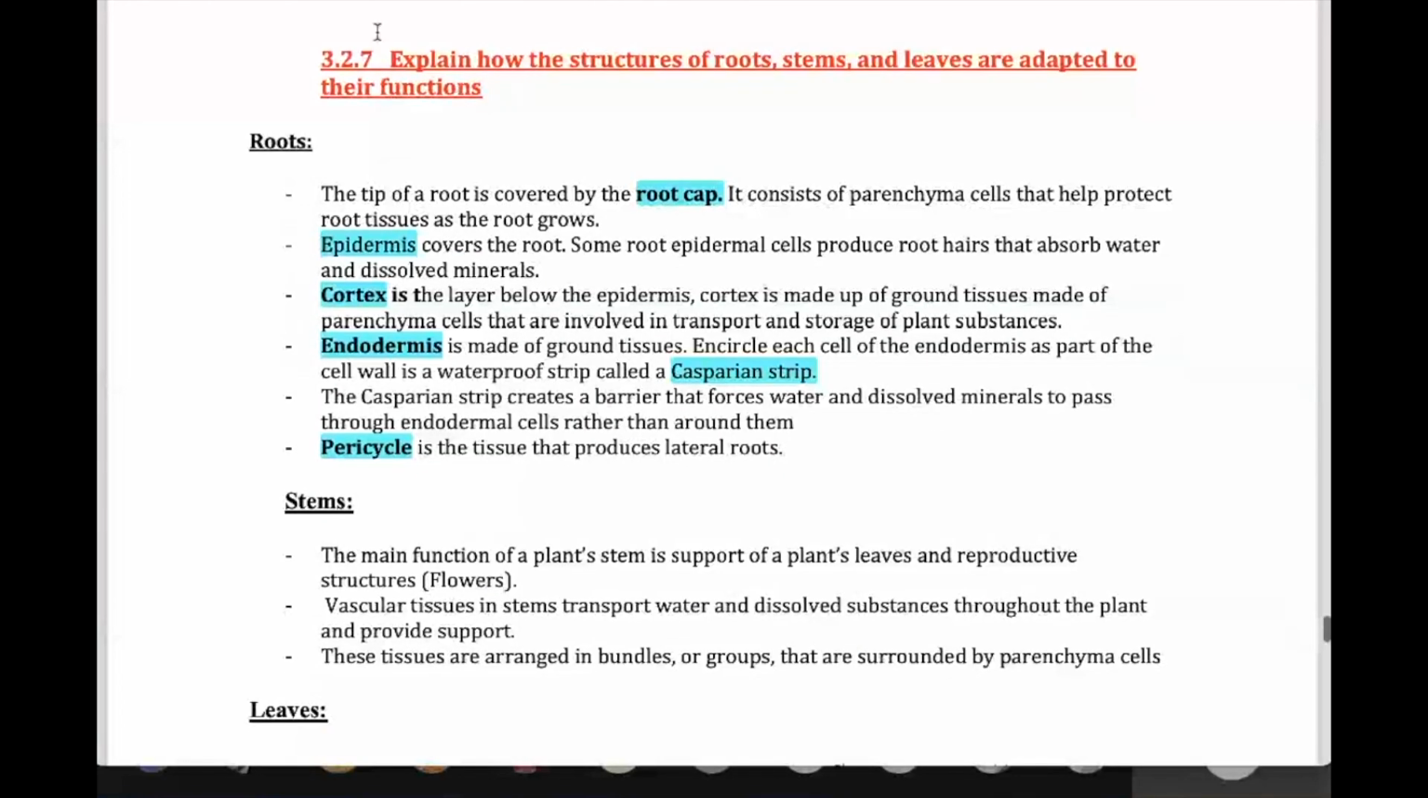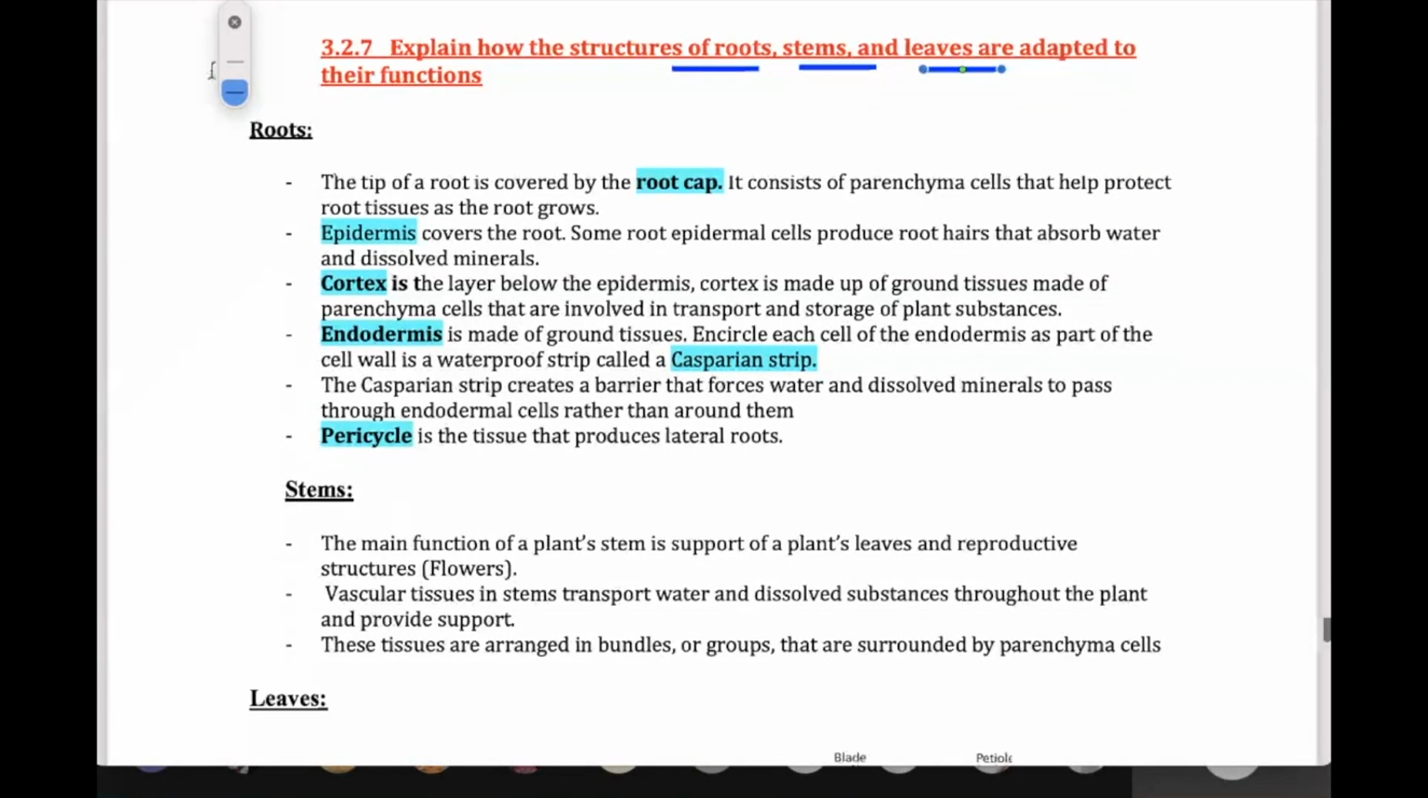Let us move to the next part, that is, explain how the structure of the roots, stem, and leaves are adapted to their functions. So you have studied it already. Roots contain a root cap. And this root cap is for protection, basically, because the root has to go down into the soil. Then we have epidermis, the outer covering. And then we have the cortex, which is mainly the ground tissue, and it's for transport and storage.